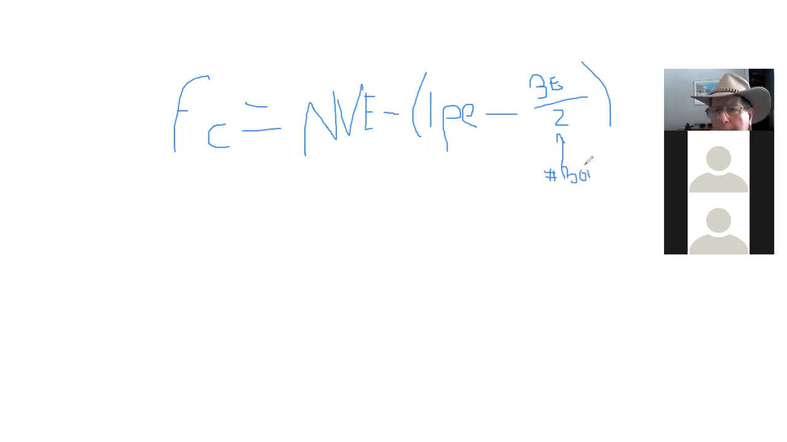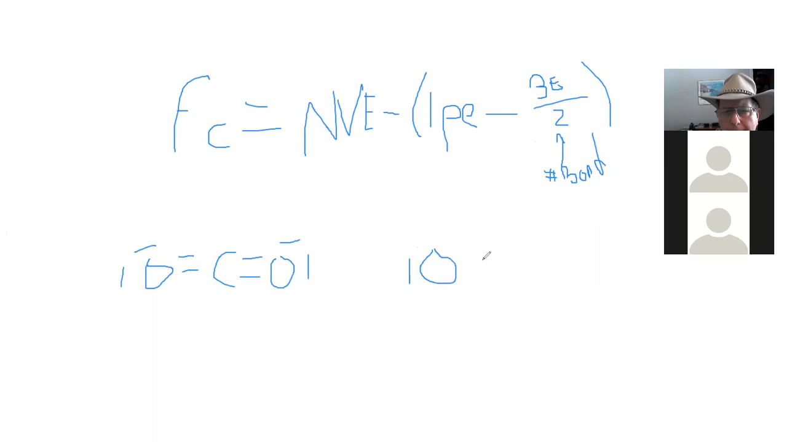Okay. Now, remember when we drew carbon dioxide? We could draw it like this, or we could draw it like this. Remember that, guys? Either one of these is a legitimate Lewis dot structure. Now, we have to decide which one is better. So we do formal charge, okay? And the formal charge, first rule: least amount.